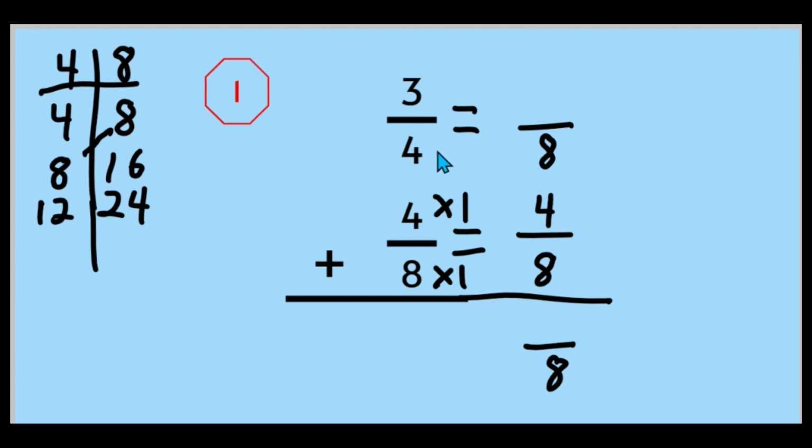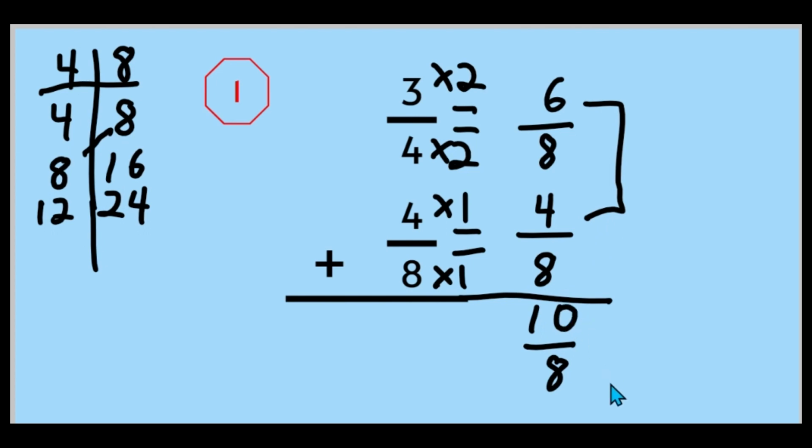Now I move on to this fraction. How do I get from 4 to 8? I multiplied 4 times 2. 4 times 2 is 8. What I do to the bottom, I do to the top. 3 times 2 is 6. So all I have to do now is add 6 plus 4, and that equals 10.